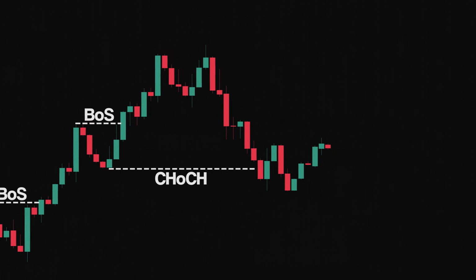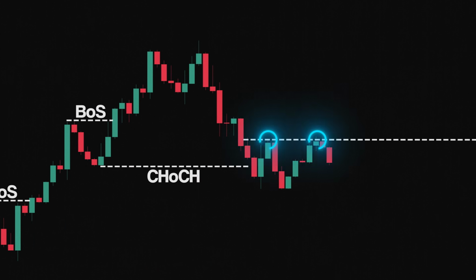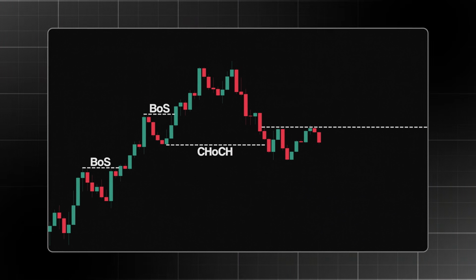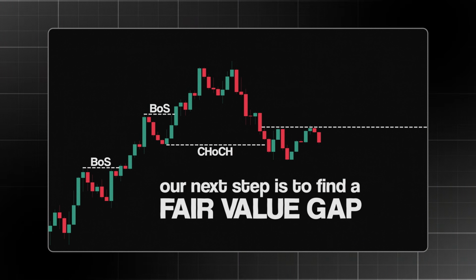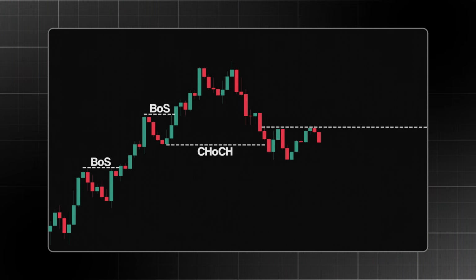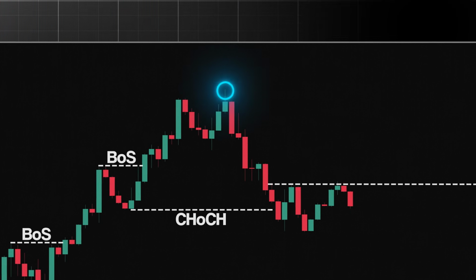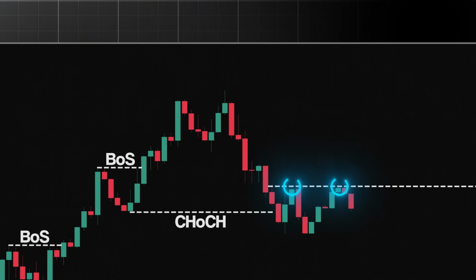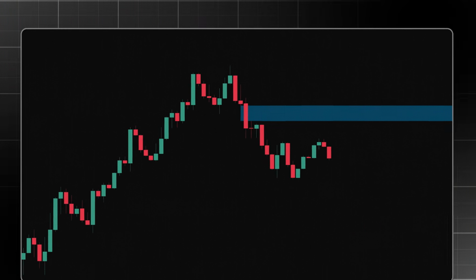After the change of character, we can see price forming a liquidity level, a level where price reacts 2 times. Just like in the previous strategy, our next step is to find a fair value gap. This time, we look for it between the previous major high and the liquidity level. Once we find it, we're ready to plan the trade.